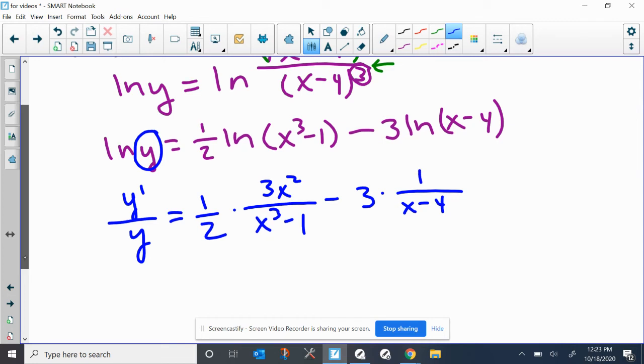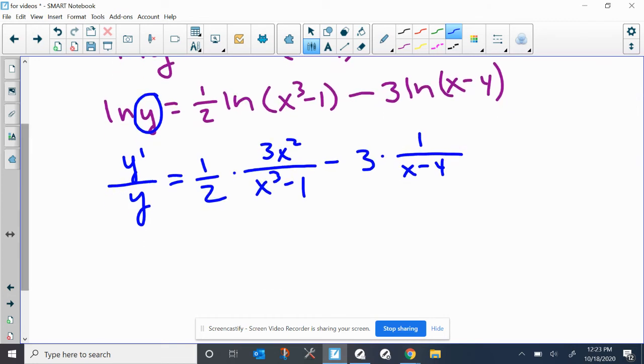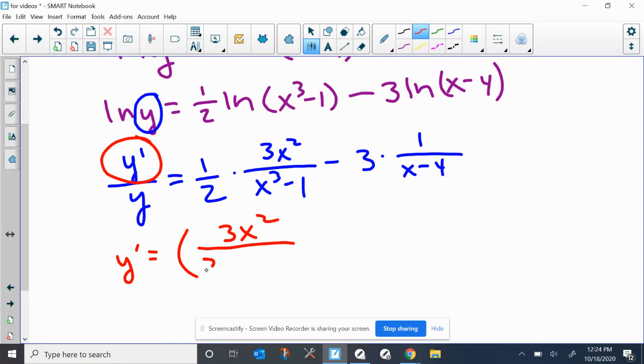Now, this problem is not finished, and the reason it's not finished is because you are trying to find y prime. So to do that, I need to multiply both sides by y, and I'm going to clean up the fractions as I go a little bit. I'm going to say y prime equals, and then the 3x squared is in my numerator. The 2 times x cubed minus 1 is in the denominator, minus, then this 3 is in the numerator, and I have an x minus 4 in the denominator.